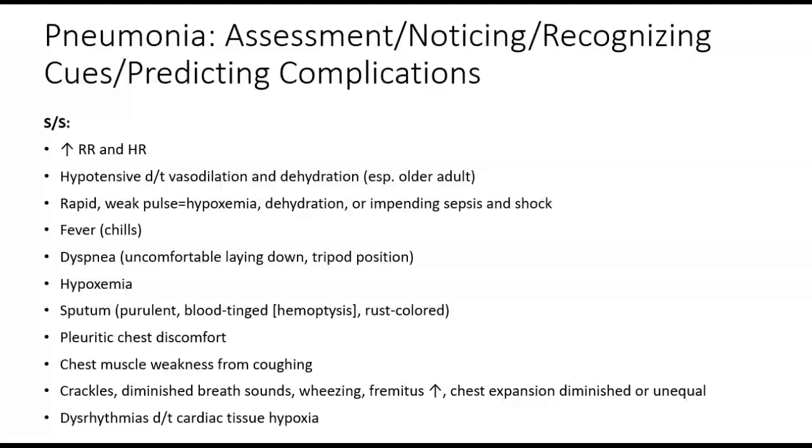Hypoxemia, sputum could be purulent, blood tinged or rust colored. Pleuritic chest pain, chest muscle weakness from coughing. Adventitious breath sounds will include crackles, sometimes wheezing. Breath sounds may be diminished. Fremitus will increase, chest expansion diminished or unequal. Dysrhythmias can occur due to cardiac tissue hypoxia.